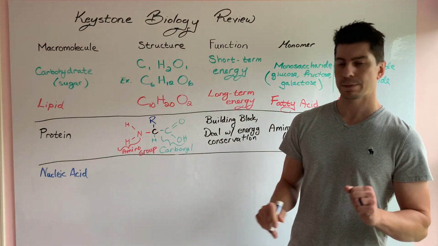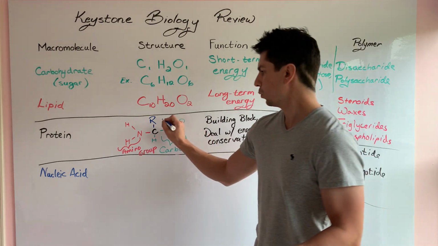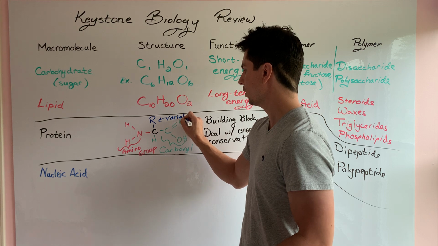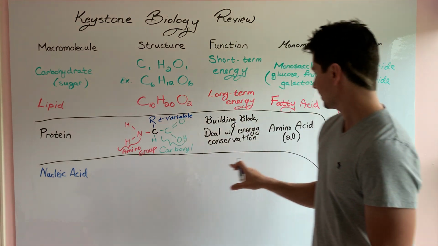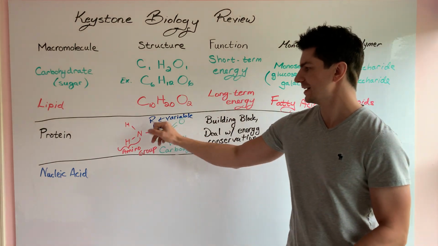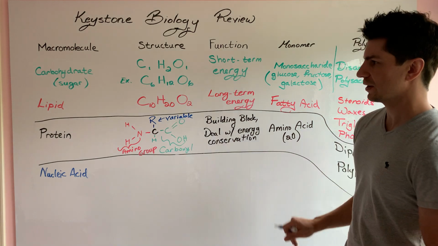If you look on the periodic table, there is no R on the periodic table, at least not an R standing alone. The R is a variable group, and there's 20 different R's that there could be. So like I said, there's 20 different amino acids. What is different in all those amino acids is the R group, okay? That's going to be different for all 20 of them.